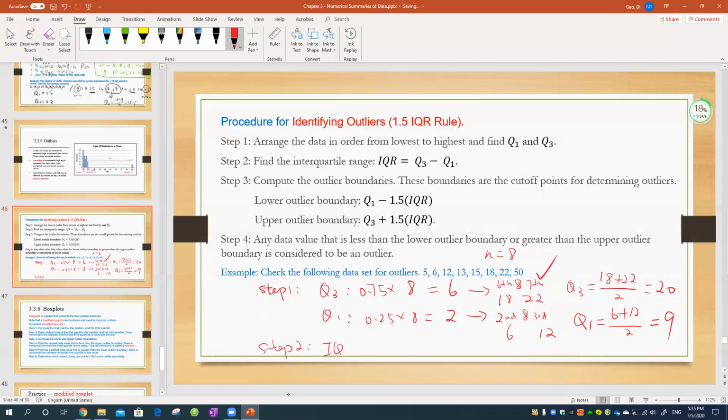The IQR equals Q3 minus Q1, which is 20 minus 9, which is 11. The interquartile range is 11. And at this step, we can actually calculate 1.5 IQR. Just use 1.5 times 11. That gives us 16.5.